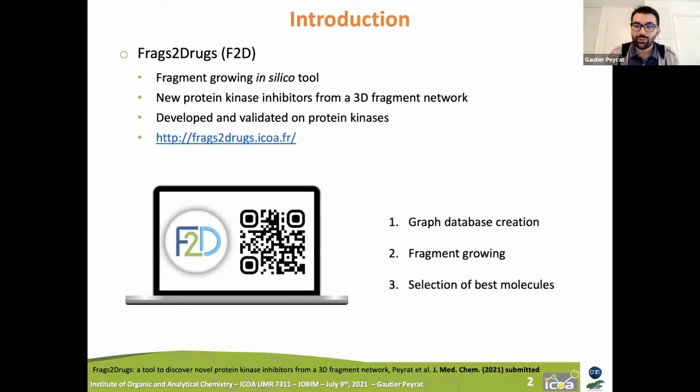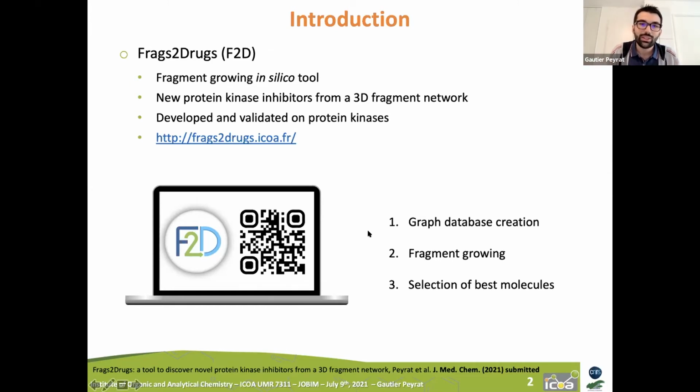In the method that I am using, I use Frags to Drugs, which is a fragment growing in silico tool. We developed and validated this tool on protein kinases, and its aim is to discover new protein kinase inhibitors from a 3D fragment network. It has been available for a few days at this URL, and you also have a QR code if you want to check the website where you can use it.